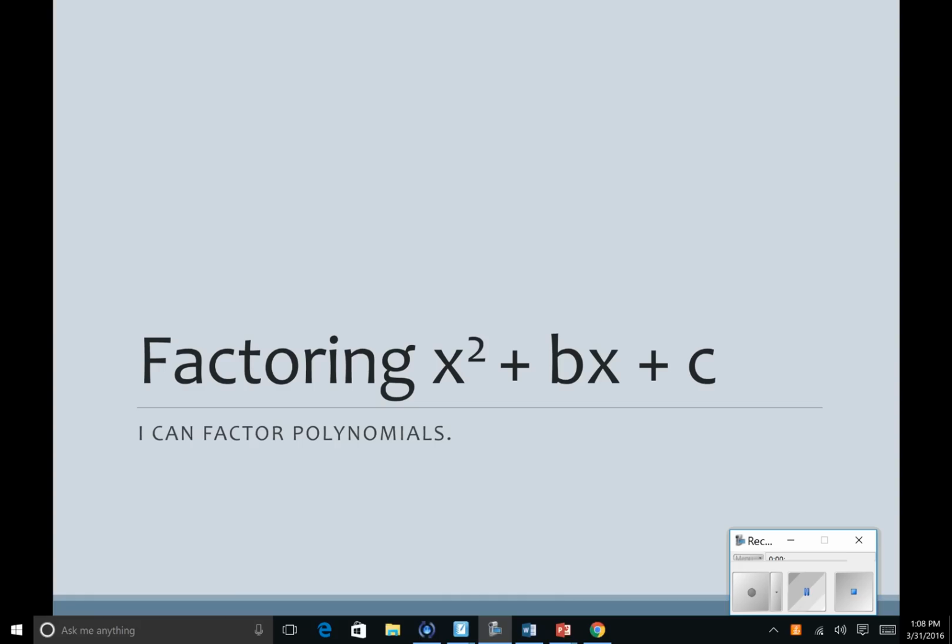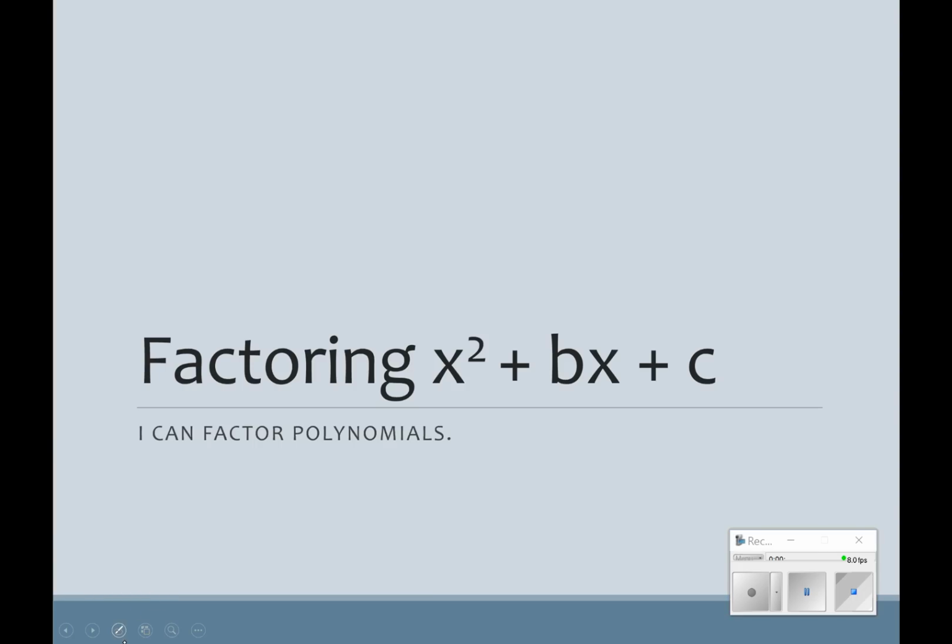Guys, today we are going to be factoring trinomials, and they are going to be in this form: ax squared plus bx plus c.